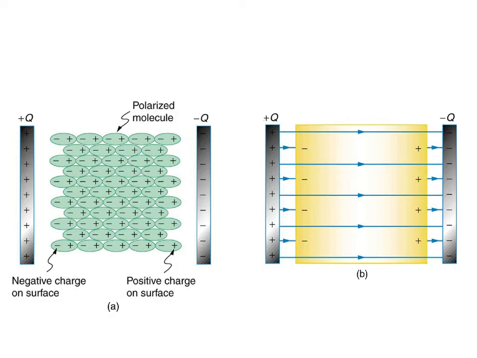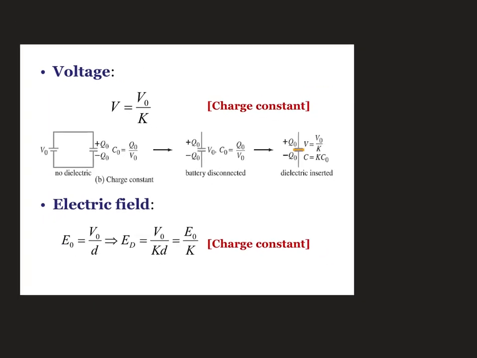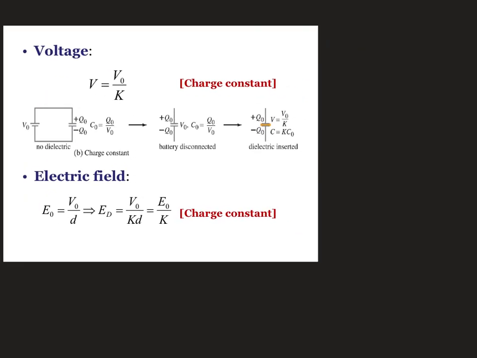Okay, let's talk about charge constant. This is the second situation where we want to make sure that our charge is constant. The thing you need to understand is that if you want to make your charge constant, definitely you need to disconnect the circuit from the battery. So first thing first, you charge your capacitor, and then you disconnect it from the battery. Once you disconnect it, then you put in the dielectric material.